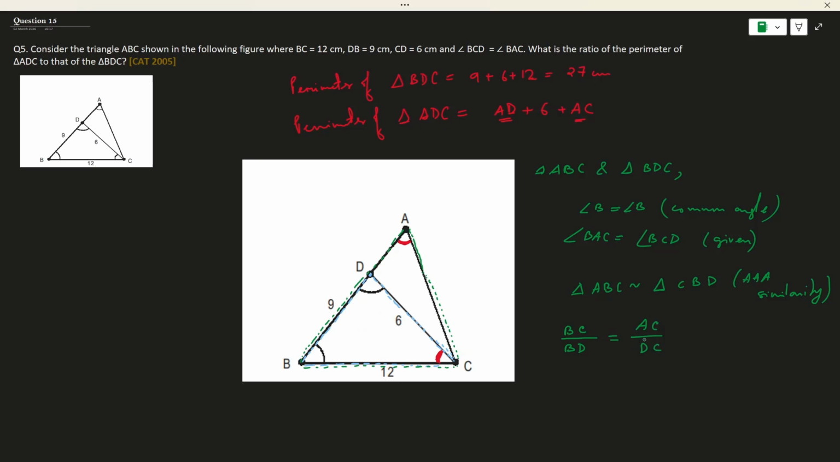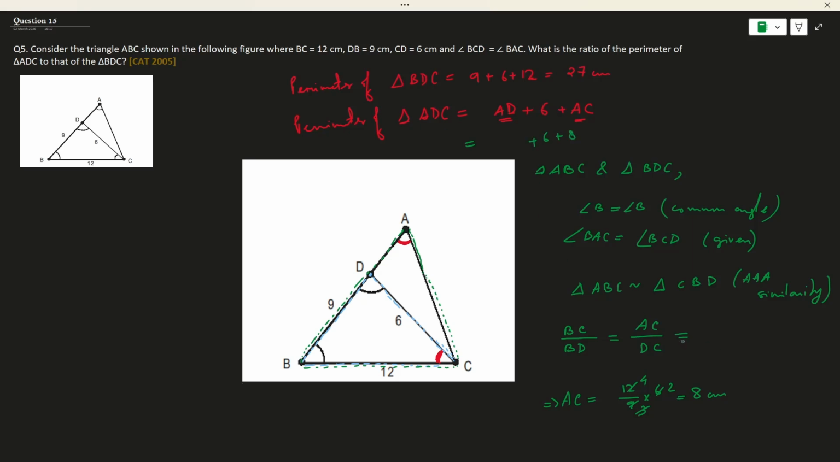I need AC and AD. Do I know BC? BC is known. BD is also known. DC is also known. So I can easily find AC from here, right? So what will be AC? AC will be equal to BC, which is 12, over BD, which is 9, into DC, which is 6. So 3 into 4, 3 into 3, 3 into 2, so it is equal to 8 centimeters. AC is equal to 8 centimeters. So 6 plus 8. I need to find AD.